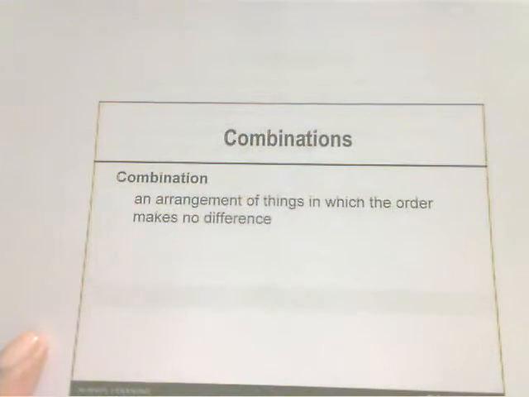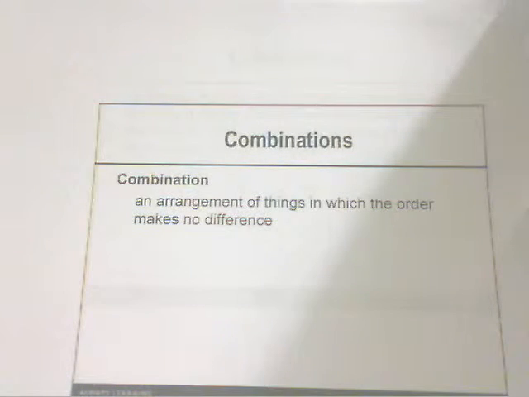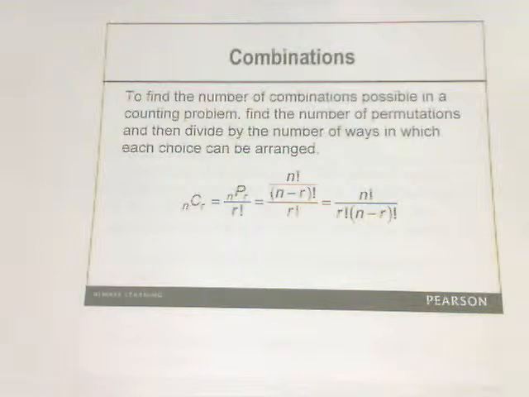All right, next we'll look at combinations. A combination is an arrangement of things in which the order makes no difference. So here, if the order is not important, then the problem that we're dealing with is a combination type problem. And to find the number of combinations possible in a counting problem, we find the number of permutations and then divide by the number of ways in which each choice can be arranged.